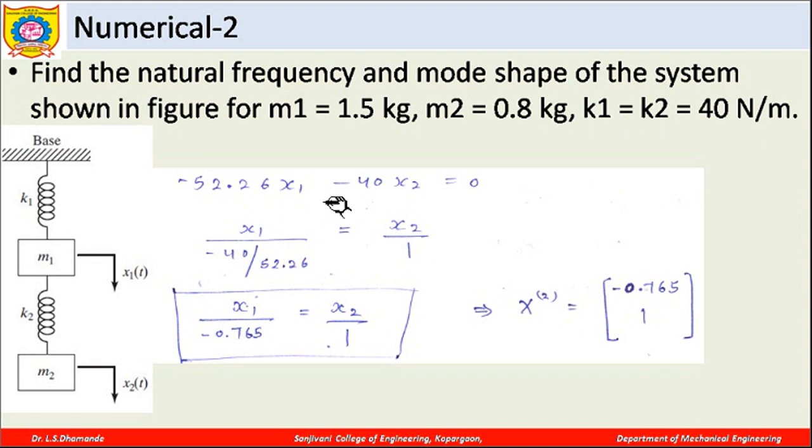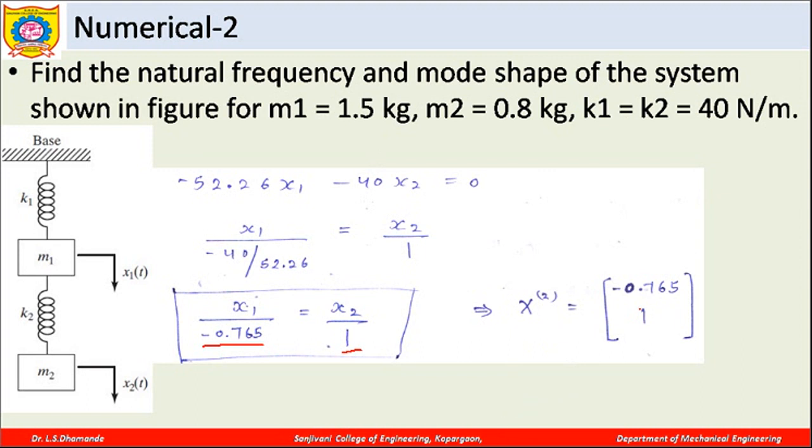So I am putting these constants on one side, putting x2 as 1. So x1 is minus 0.765 when x2 is equal to 1. It means for the second natural frequency, if I consider the displacement of x2 as 1, x1 will be minus 0.765. It means the displacements are of opposite nature. The magnitudes are different and the direction is also different when the system is vibrating with the second natural frequency.